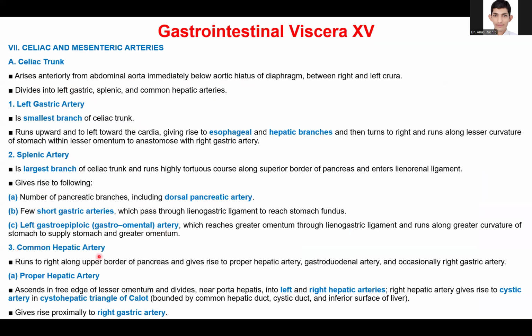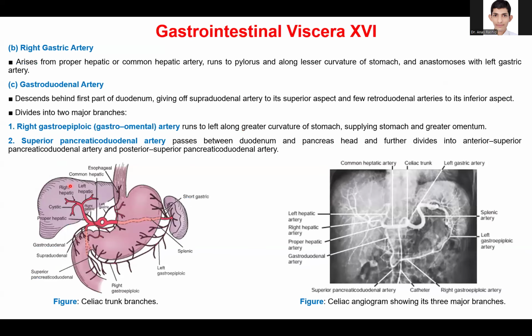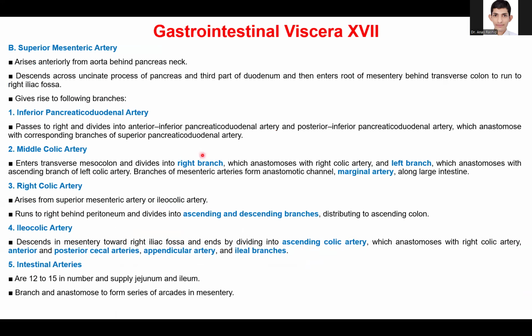Then we have the common hepatic artery. We have the proper hepatic artery, which gives rise to the right gastric artery and the gastroduodenal artery. The gastroduodenal artery gives rise to two major branches: the right gastroepiploic or gastromental artery and the superior pancreaticoduodenal artery. We can see also here different branches of the blood vessels. This is the celiac angiogram, showing the three major branches of the celiac trunk.